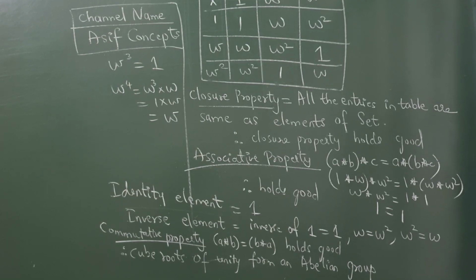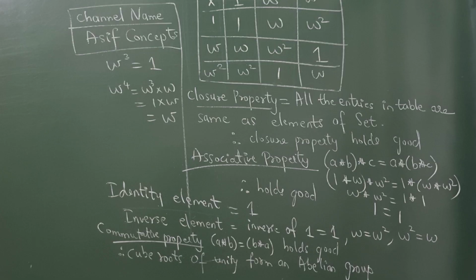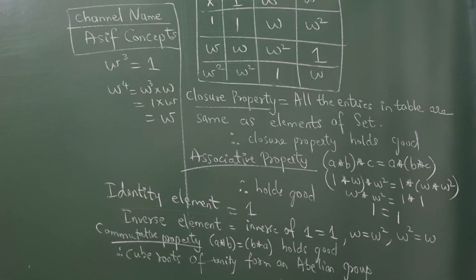Commutative property, A star B is equal to B star A, holds good. Therefore, cube roots of unity form an abelian group. This is how you should write the entire answer. I hope you understood this. Let's move on to the fourth root of unity.